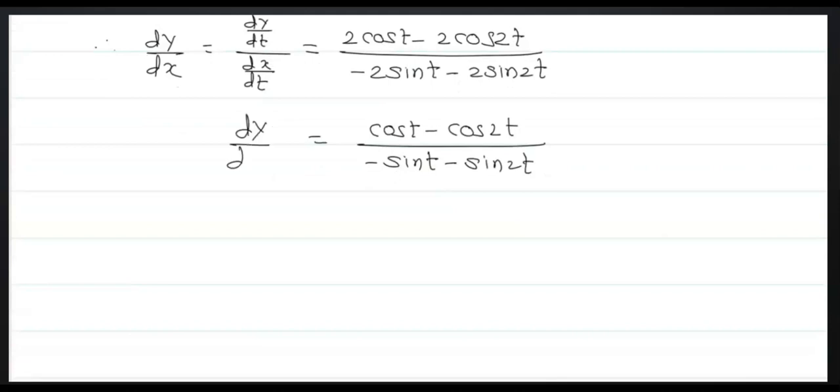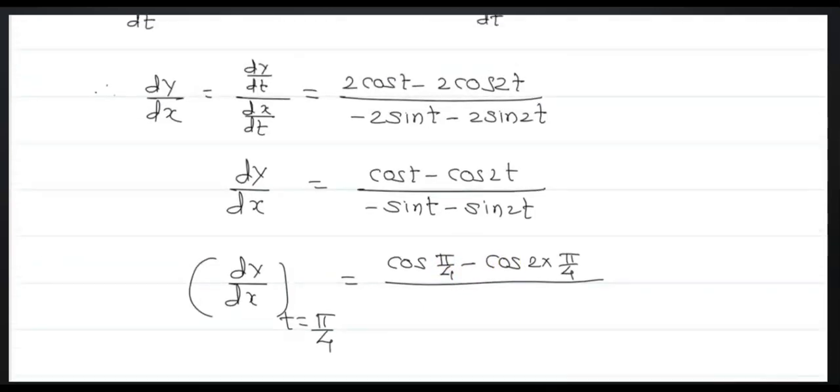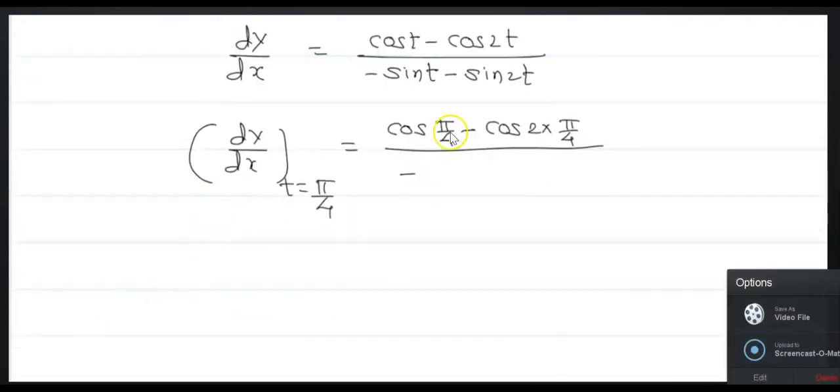Therefore, dy by dx is equal to cos t minus cos of 2t upon minus sin t minus sin of 2t, at t is equal to pi by 4. Cos of pi by 4 is 1 by root 2. Cos of 2 into pi by 4 means what? Cos of pi by 2, that is cos 90, and that will become 0.